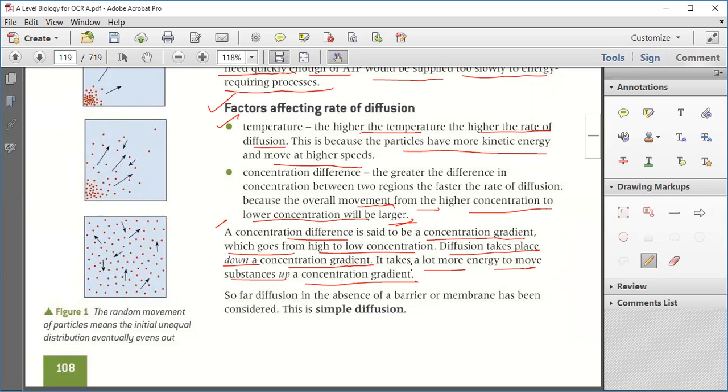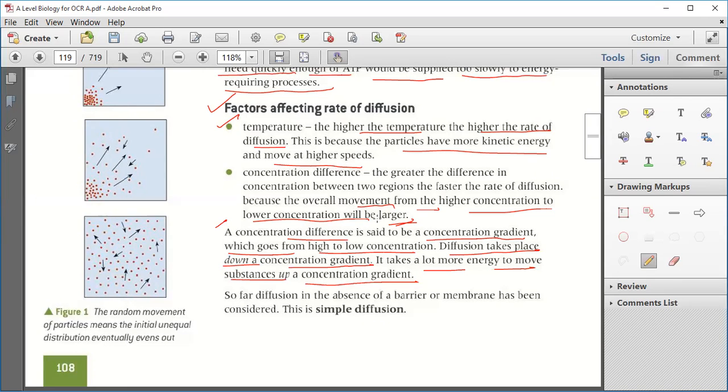Diffusion takes place down a concentration gradient. It takes a lot of energy to move substances up a concentration gradient. From low to up, it is very difficult. From up to down, it is easy.